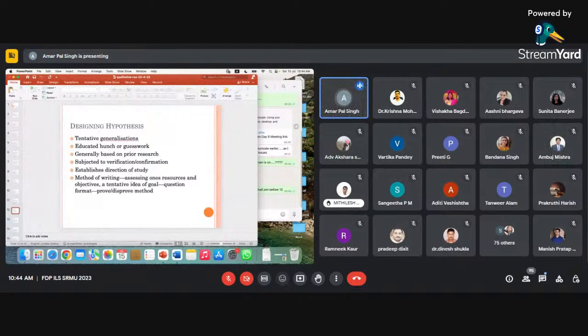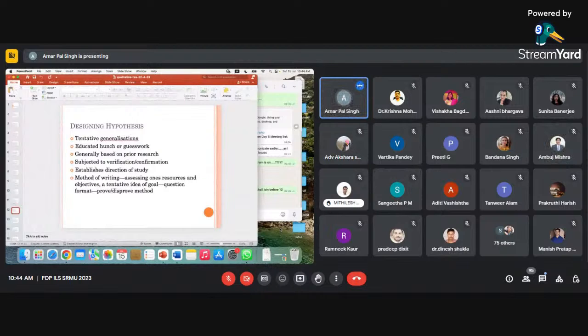my disposal. So hypothesis is basically a tentative generalization of a certain idea, tentative generalization, which we generally say as an educated hunch or a guesswork. It is not a wild guesswork. It is an educated hunch. So I have a certain idea of a certain phenomenon, and on that basis, I am making generalizations.